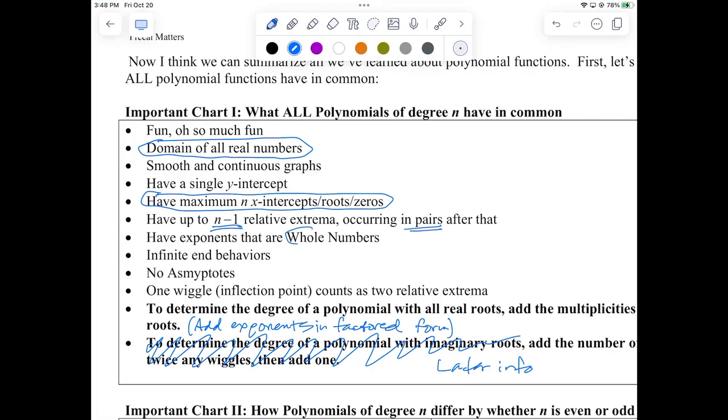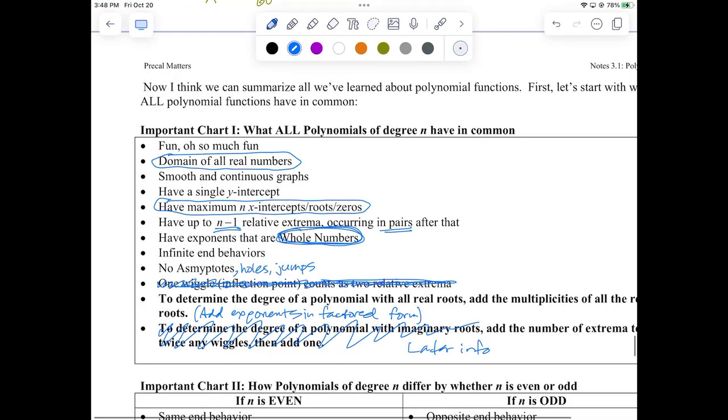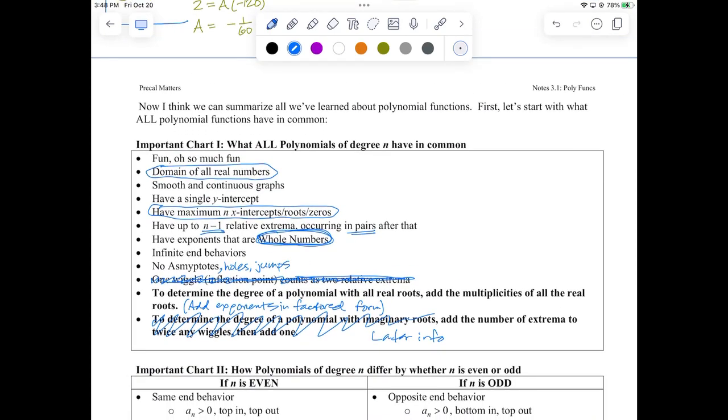They have exponents that are whole numbers. That was on the quiz as well yesterday. They have infinite end behaviors, so it's either positive or negative infinity. No asymptotes, no holes, no jumps, no discontinuities at all. Forget this part: 1 wiggle equals 2 relative extrema. We'll talk about that later on. But to determine the degree of the polynomial with all real roots, you add the multiplicities of the real roots, which is the same as adding the exponents in factored form.